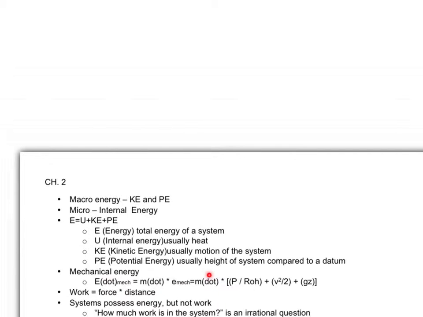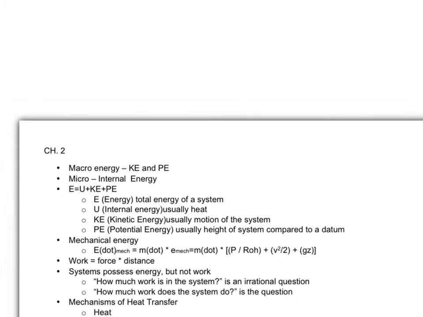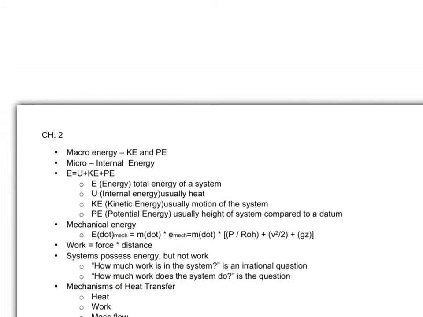Another important key point is work. Work is going to be force times distance, which we've all learned back in basic physics. And a system can possess energy, but it cannot do work. So how much work is in the system is an irrational question. It doesn't make sense. You can't just say, well, how much work is inside of a piston?